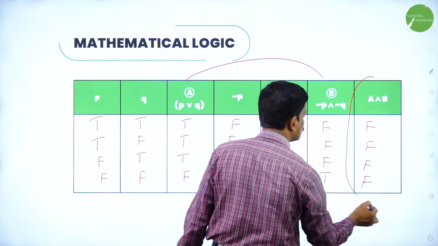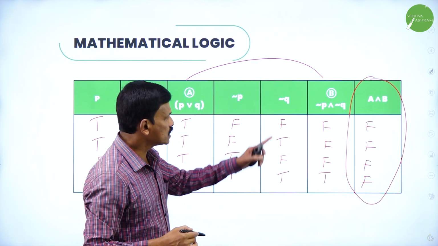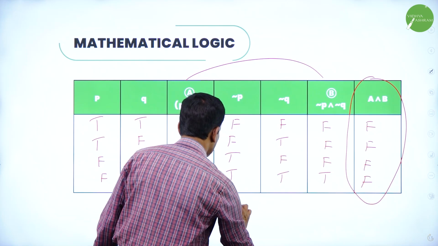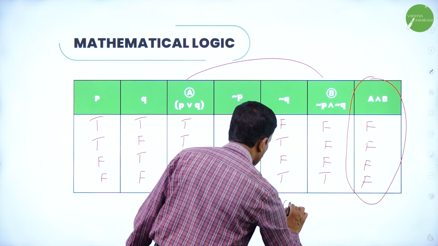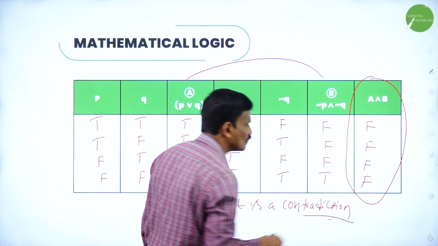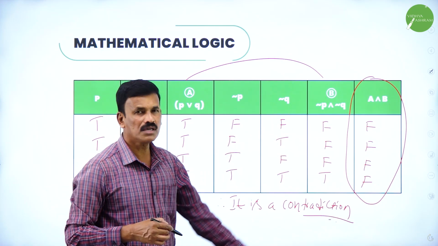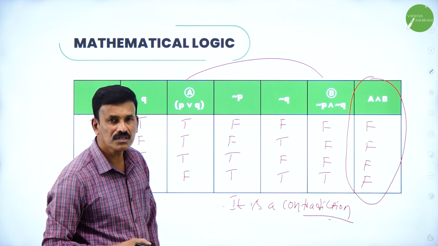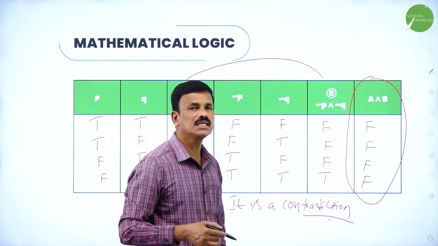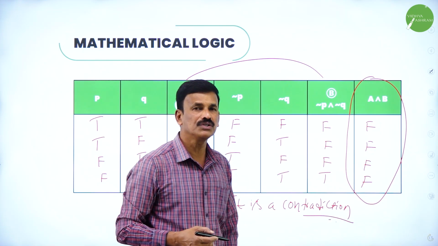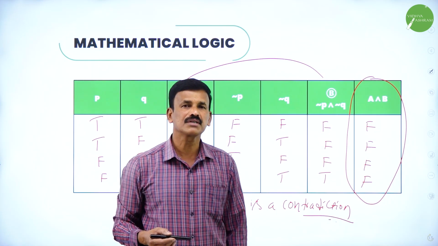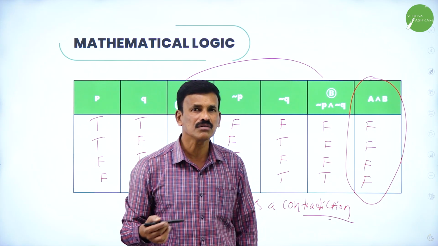So what do you say? All the truth values for this combination are F, F, F, F. So therefore this is a contradiction. All the values in the last column are F, F, F, F. Therefore the given statement is a contradiction. Suppose we get all the values as T, T, T, T, then it is called a tautology. This is how we verify whether the given compound statement is a tautology, a contradiction, or neither, right?